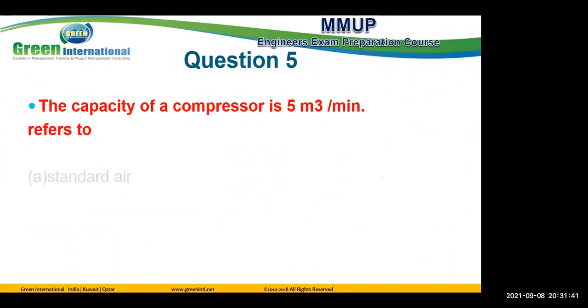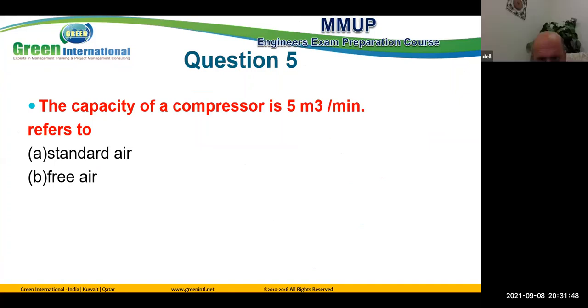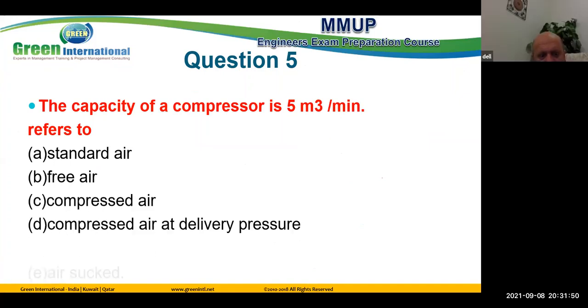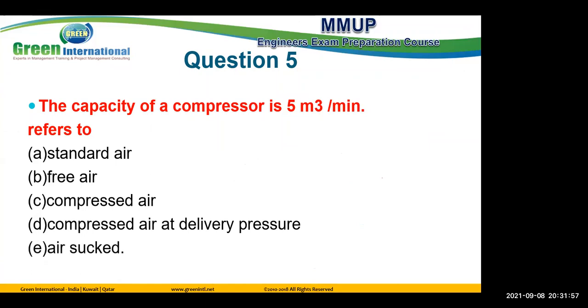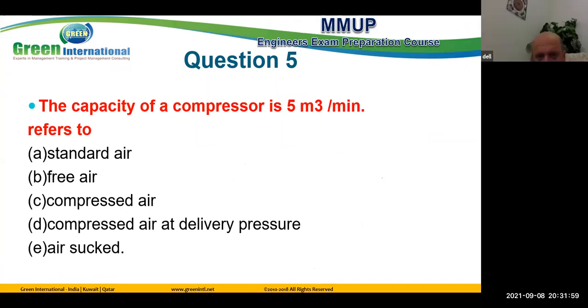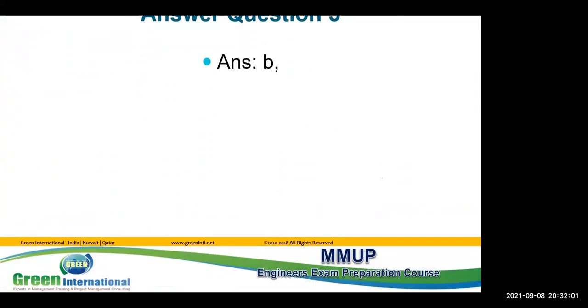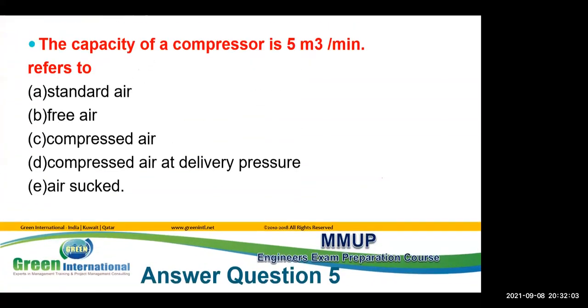The capacity of the compressor is 5 cubic meters per minute. Zero. Refer to free air. Free air. No, sir, this is compressed air. Compressed air, and D, compressed air is delivery pressure. Free air.